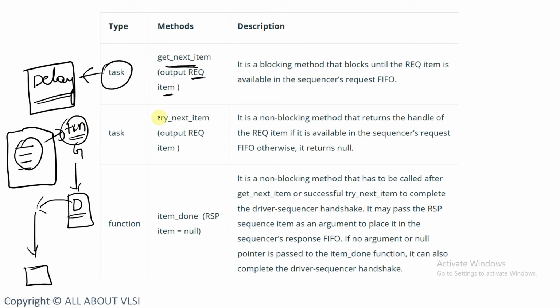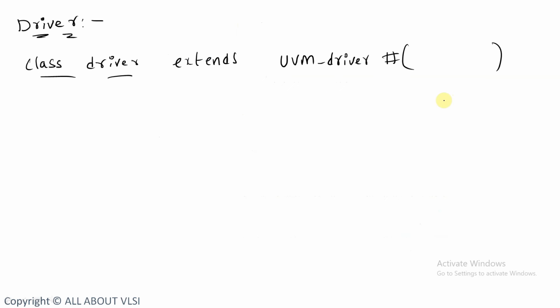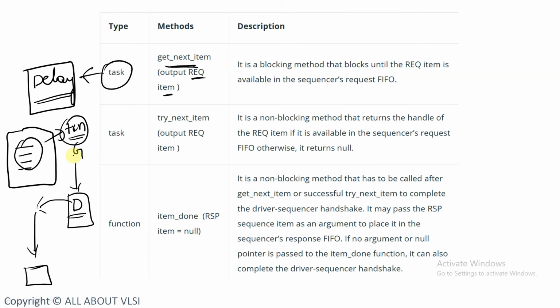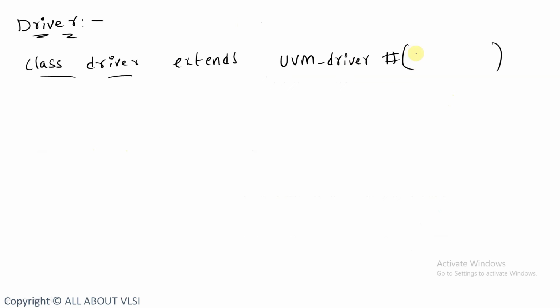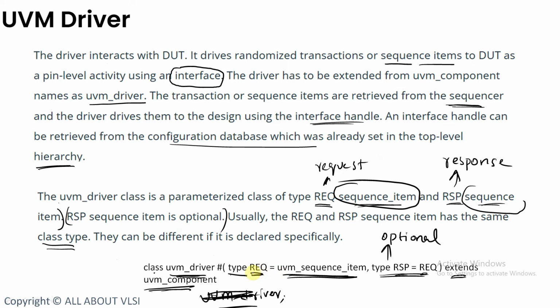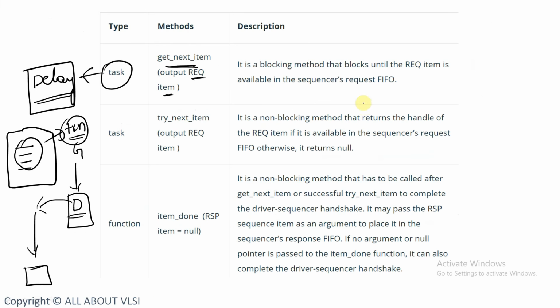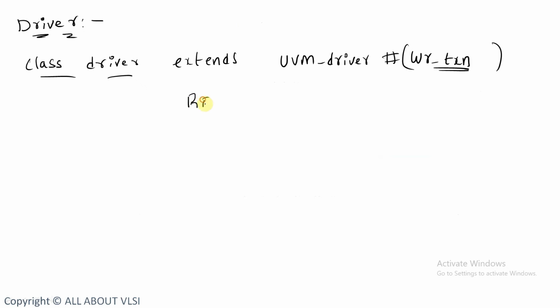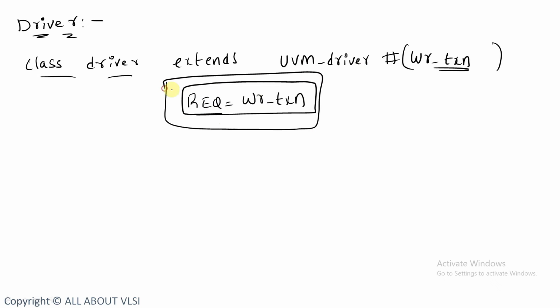In UVM also we declare one transaction class, which is our sequence item. This class name we should provide here. Let's say it is write_transaction. If we pass write_transaction, then this REQ will be of type write_transaction, so the argument present in the UVM_driver class will be of type write_transaction. I'm writing this here for your clarity.